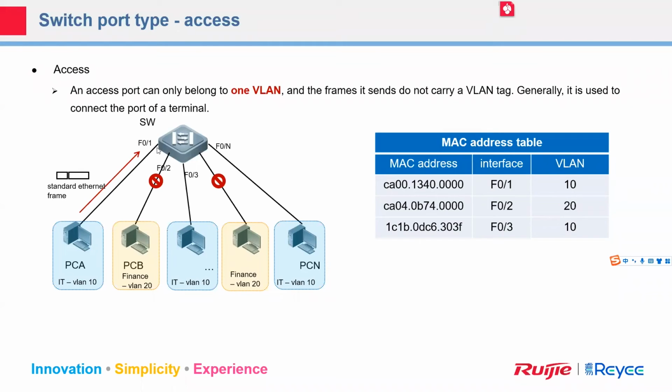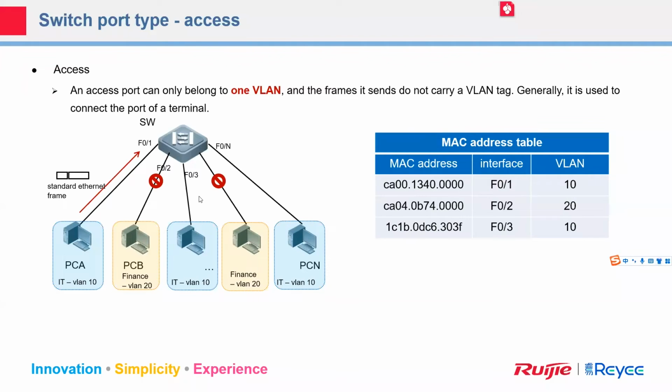About the switch, if the interface can only belong to 1 VLAN, when I receive the standard Ethernet frame, I will add the VLAN information. When I send the packets out, I will delete the VLAN. Of course, the VLAN number should be the same. This interface, we call it an access interface. And the access interface is usually used to connect with the terminal. So this is the first one, about access. It's very easy to understand.